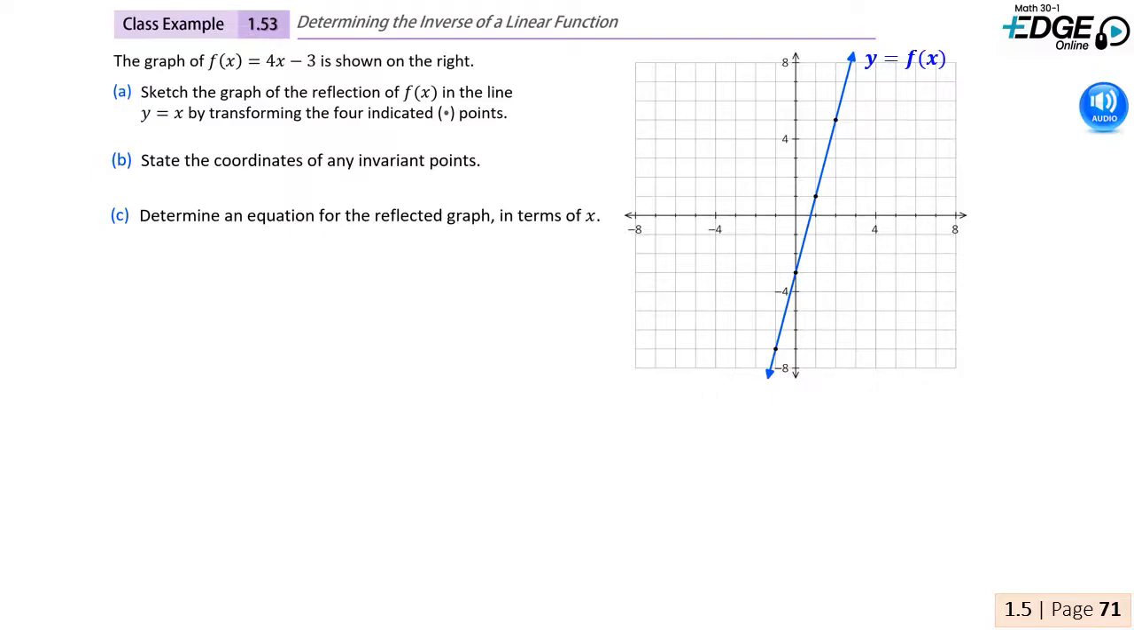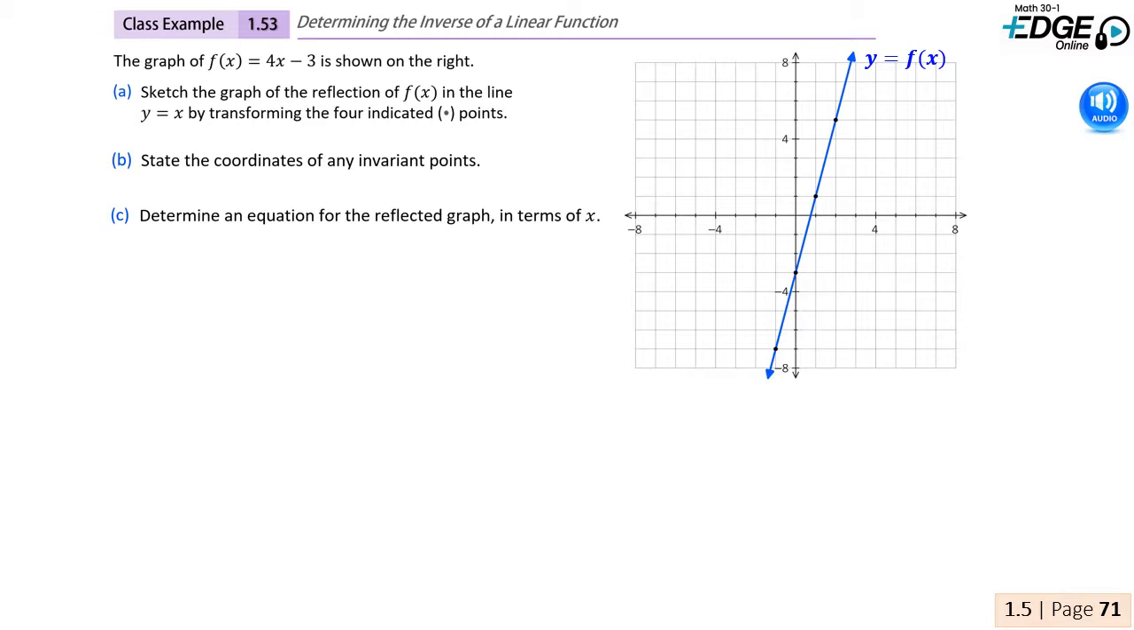Having worked with some examples of parabolas or radical functions, let's now go back and find the inverse again of a linear function. Here we're given f of x equals 4x minus 3, a linear function with a slope of 4 passing through a y-intercept of negative 3.